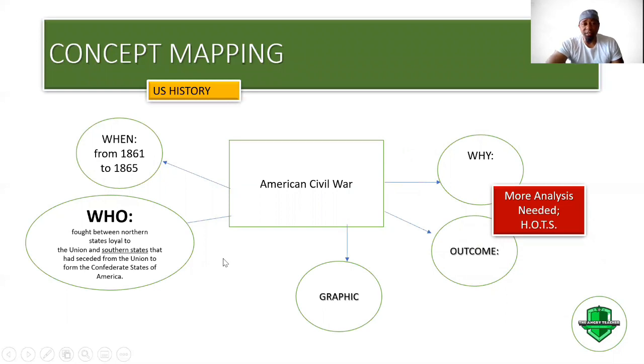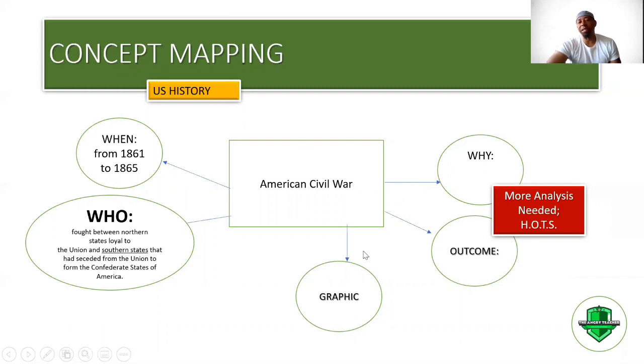For a U.S. history lesson, the American Civil War, that would be your concept that you want them to learn. We have the when, the dates are here, the who was involved, and then a graphic they have to produce on their own, the outcome. These two, the why of the American Civil War and the outcome of it, are HOTS. They have higher order thinking. They'd have to pay attention to the lesson to get this. They'd have to be able to recall and know what they're talking about to add something of value, of higher thinking to that chart.